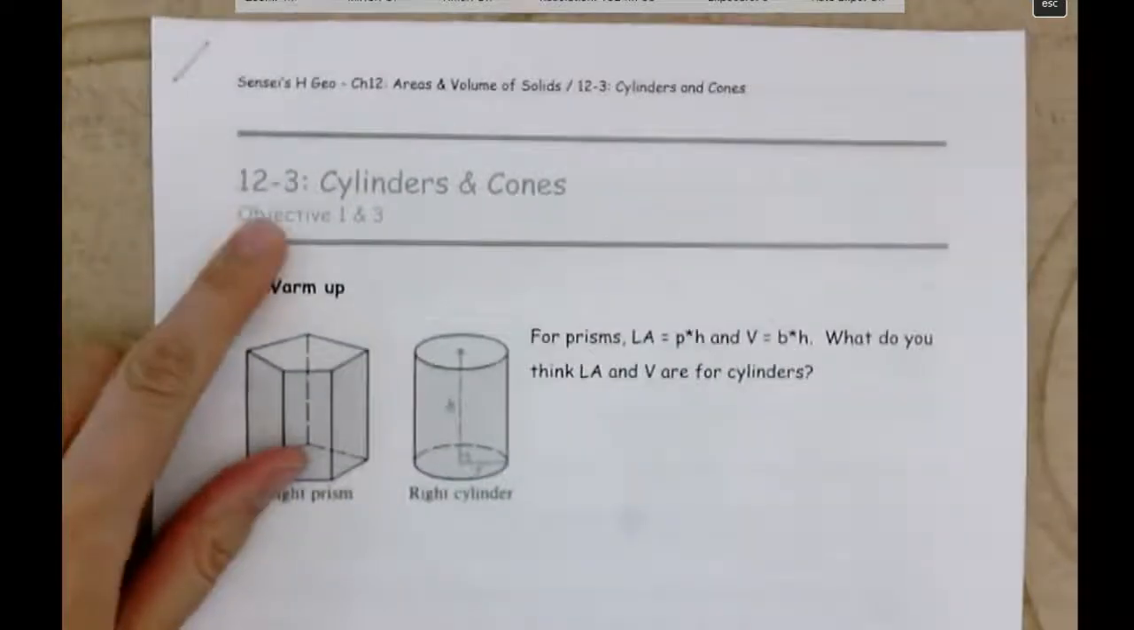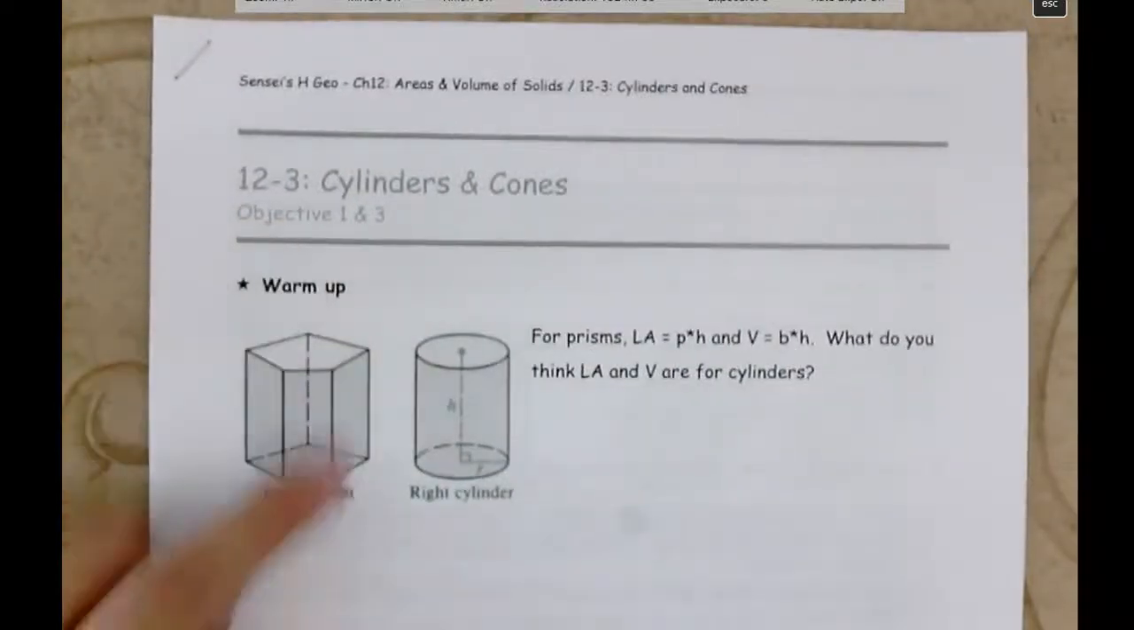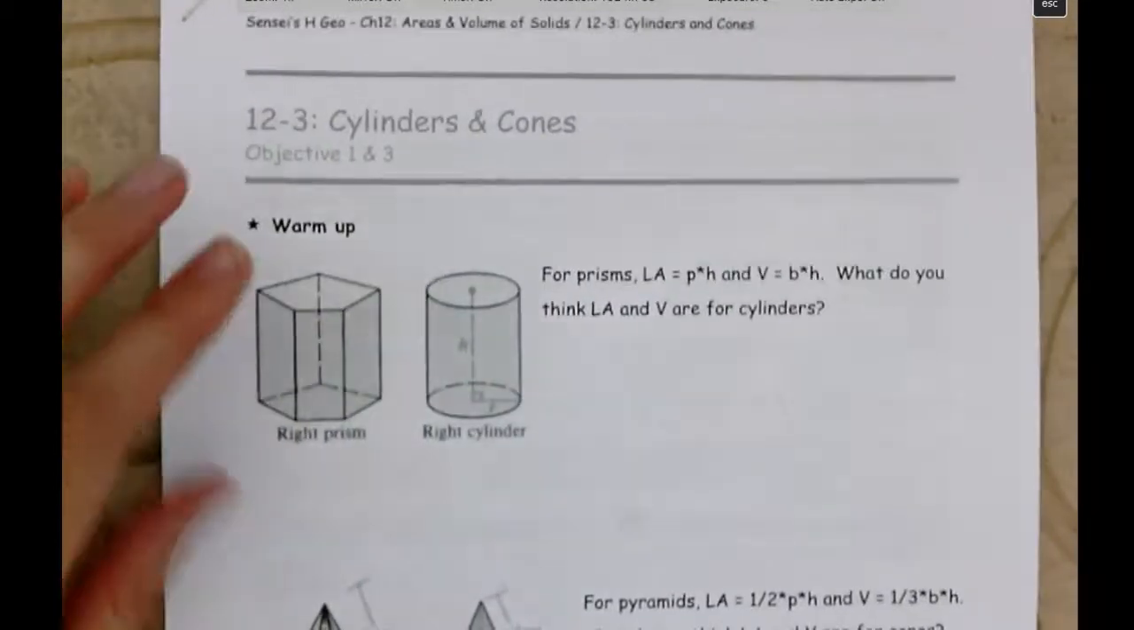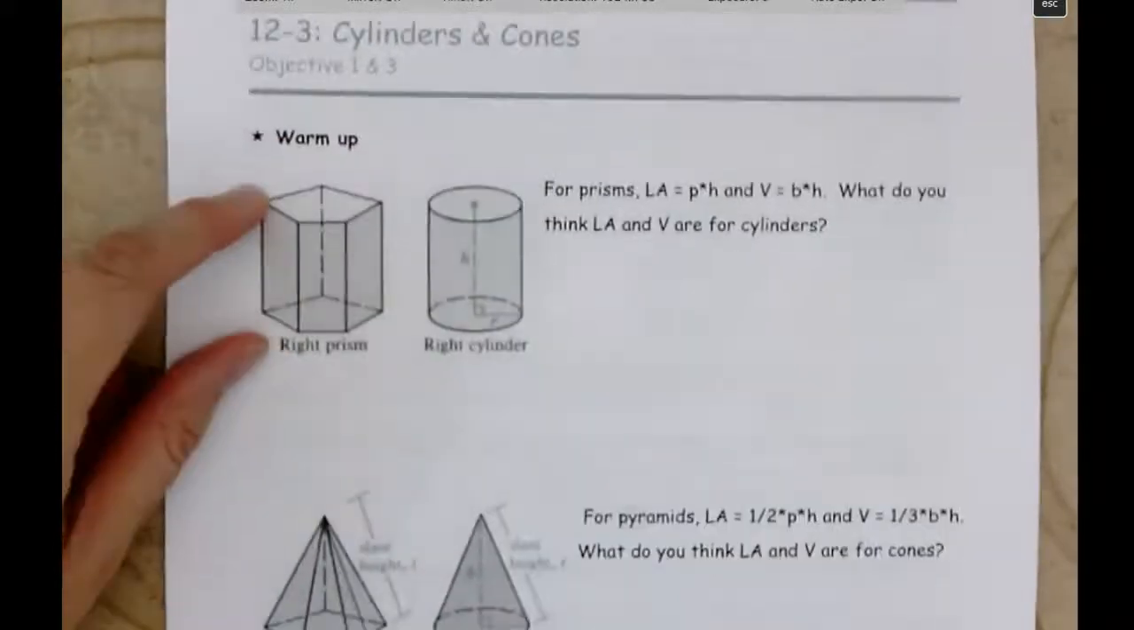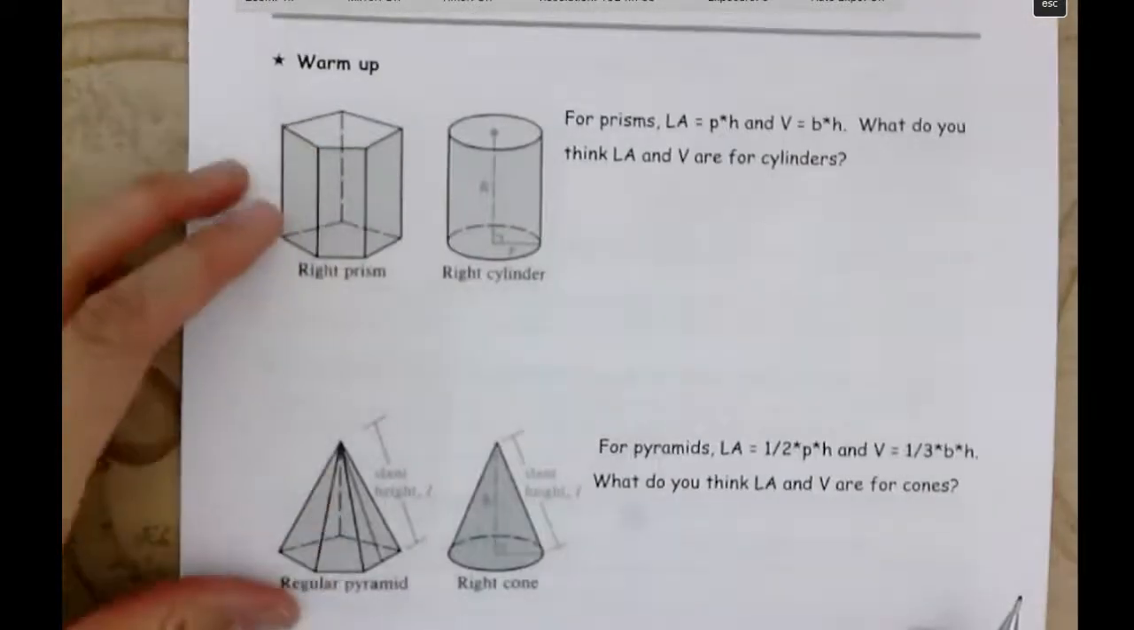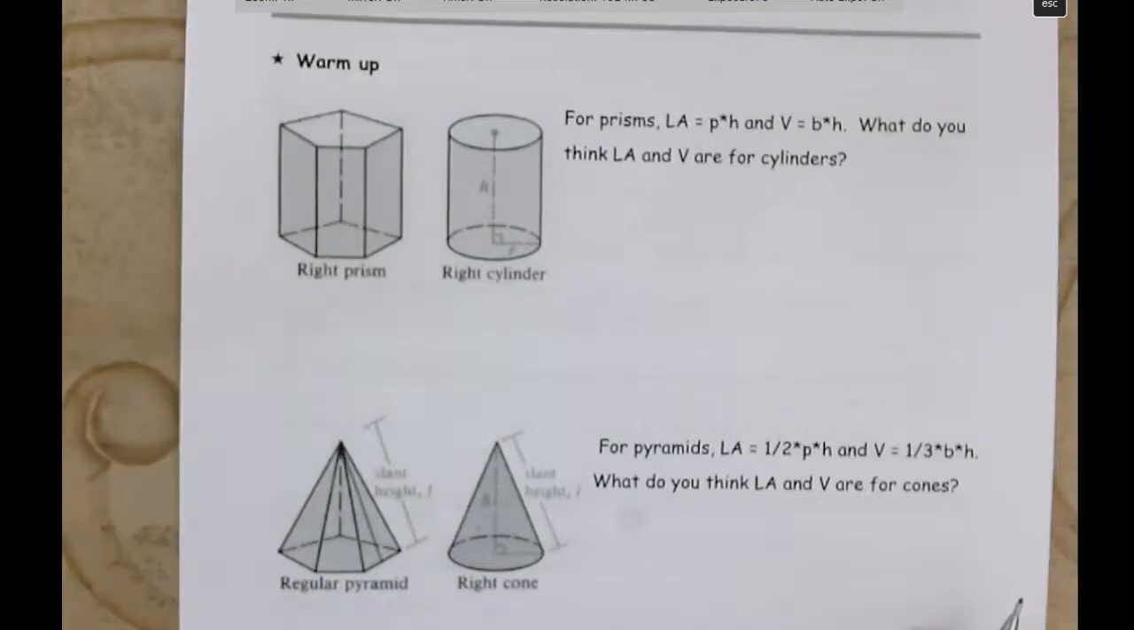So this is 12.3, cylinders and cones. That's a cylinder and that's a cone. Okay, so the only new information you're going to learn is pretty much in here, and then it will make intuitive sense to you. So let's go over this.